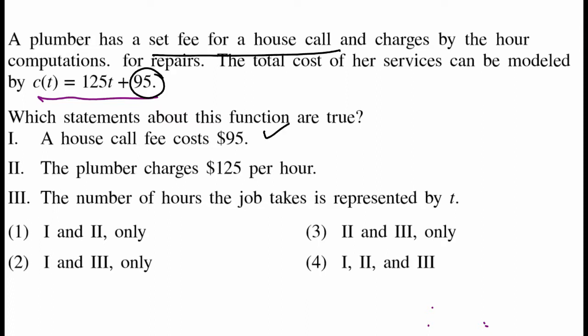Number 1 is true. The plumber charges $125 per hour. That's our slope. That's our rate of change. That is a true statement. The number of hours the job takes is represented by t. Yeah, because we're paying 125 for every t. So all 3 statements here are true.